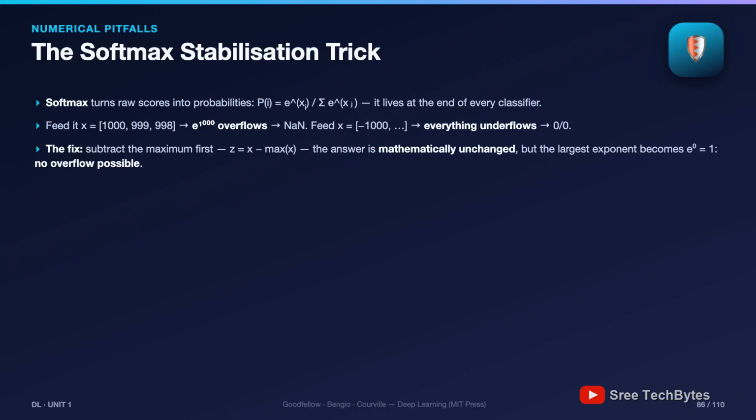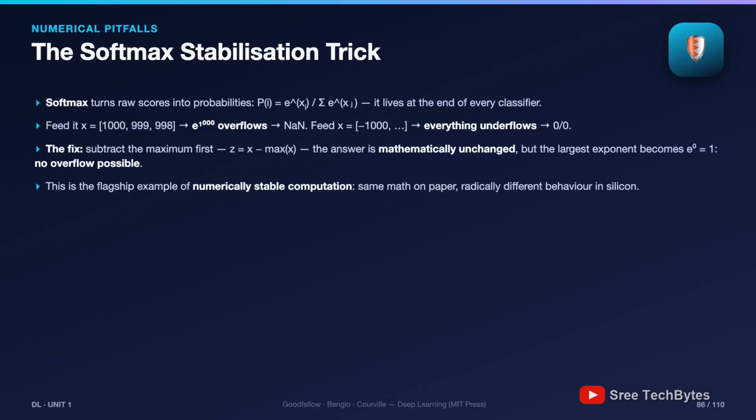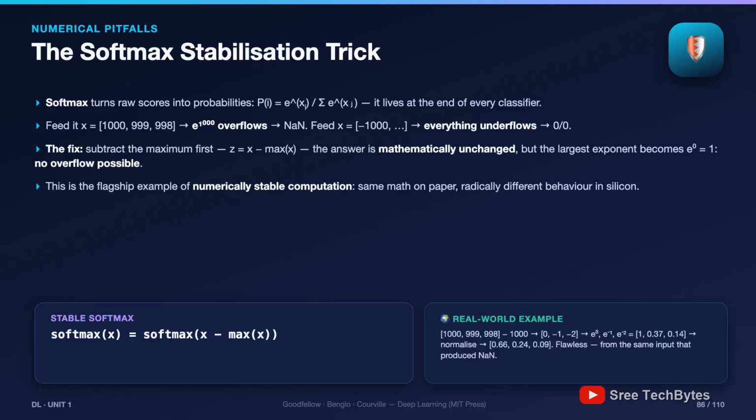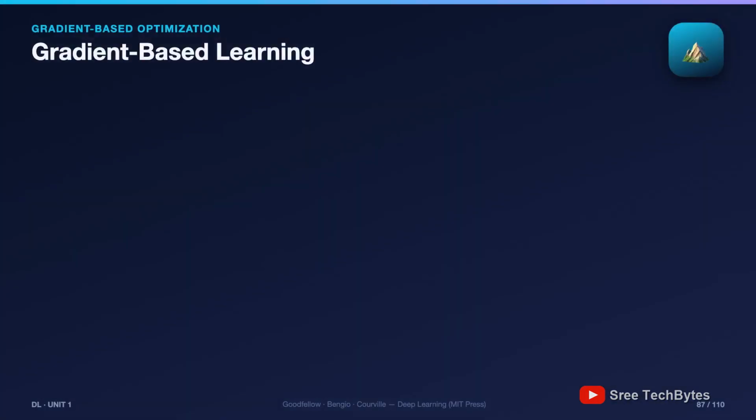Subtract the maximum score from every score first. Mathematically, the answer is unchanged. Dividing top and bottom by e to the max cancels perfectly. But numerically, the biggest exponent is now e to the 0, which is 1. Overflow is impossible. Watch it work. 1000, 999, 998, subtract 1000: 0, minus 1, minus 2. Exponentials: 1, 0.37, 0.14. Normalize: 66, 24, 9%. Flawless, from the same input that produced NaN. Same math on paper, radically different behavior in silicon. That's numerical computing in one slide. And now, the main event.